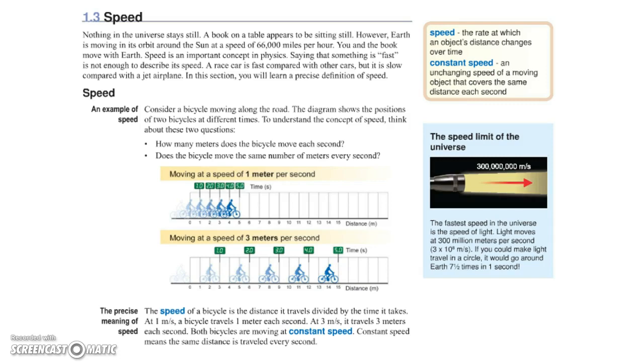Next we see our section headings and subheadings. You can see this happens to cover the idea of speed. We have a subheading there, an example of speed, and the precise meaning of speed. Those subheadings will follow throughout the chapter.